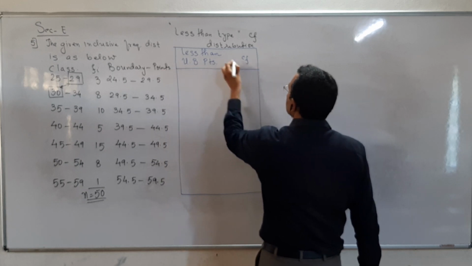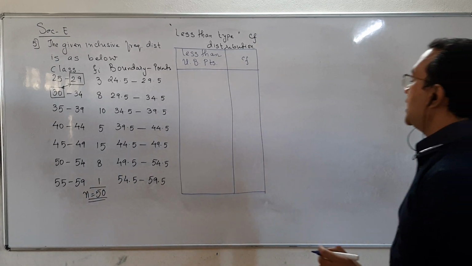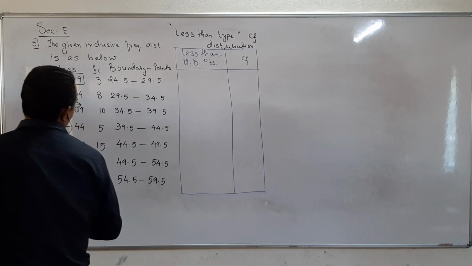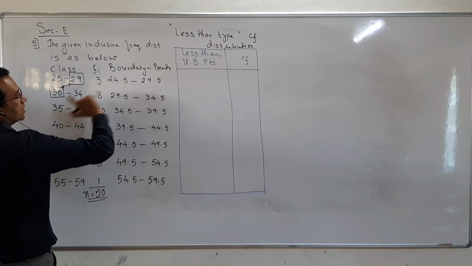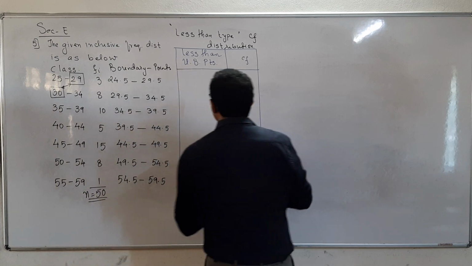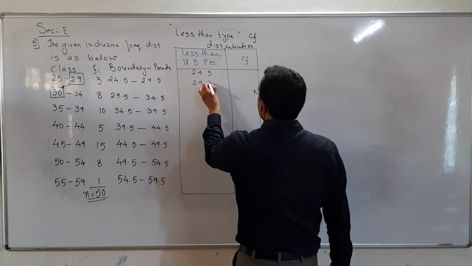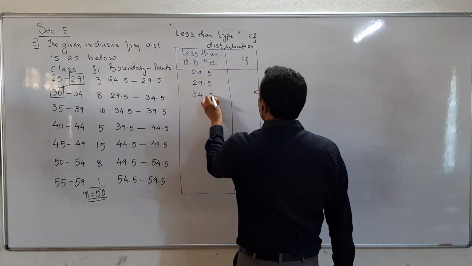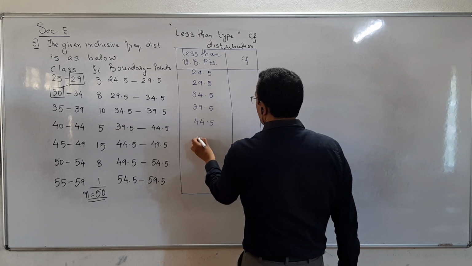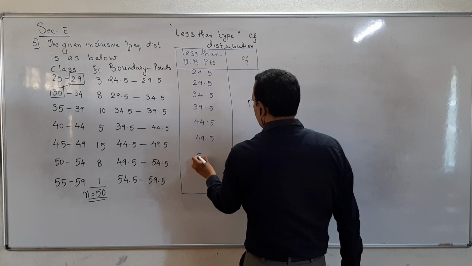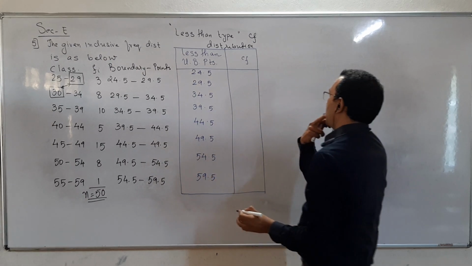In less than type, we take upper boundary points. The upper boundary point starts from 29.5, but we have to start with the value before. So in short, I write all boundary points: 24.5, 29.5, 34.5, 39.5, 44.5, 49.5, 54.5, and 59.5.